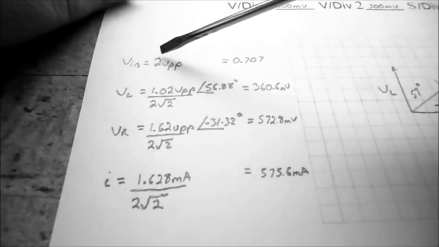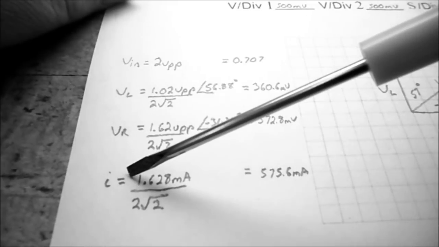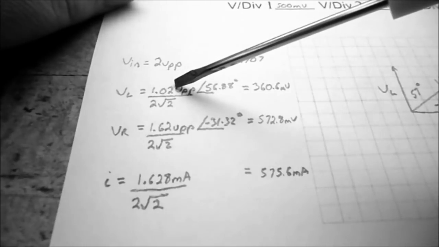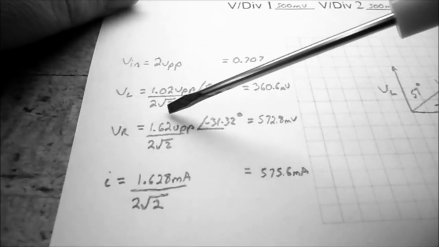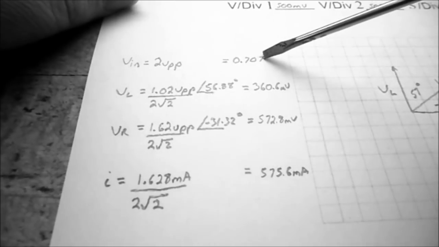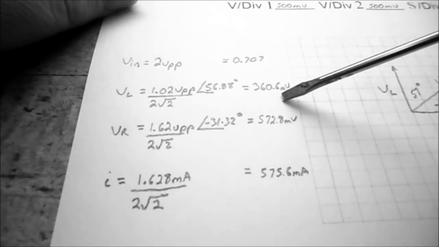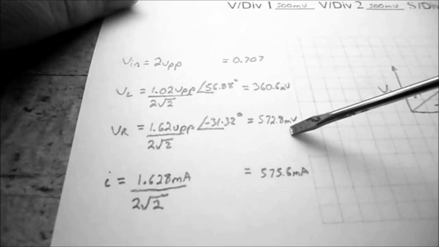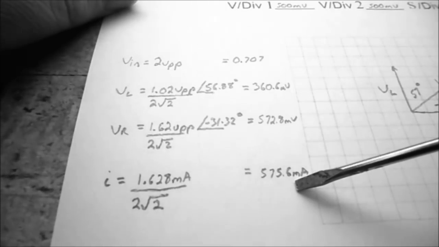So remember, Vin, VL, VR, and I were all in peak-to-peak readings. So to put these in the phasor form, we have to convert our peak-to-peak voltage into RMS voltages, so we divide them by 2√2. So Vin becomes 0.707 or 707 millivolts. VL becomes 360 millivolts. VR becomes 572 millivolts. And our current becomes 575 milliamps.